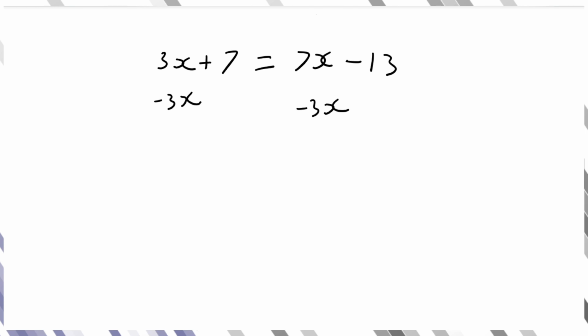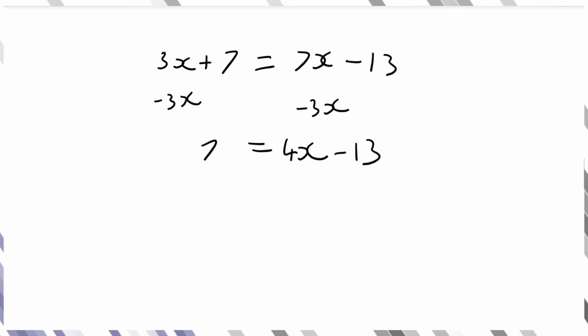Alright, so if we take away 3x from both sides, 3x plus 7 minus 3x is just 7. So we're taking away the 3x, the 7 stays as it was. On the right hand side, 7x minus 13 minus 3x, well the 3x has to come off the 7x, so that will give us 4x. And then the minus 13 stays as it is. Now it's just a two-step equation, and it's much easier than it was.